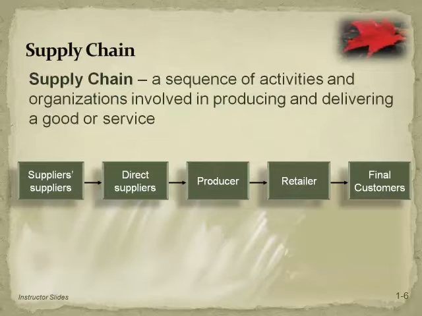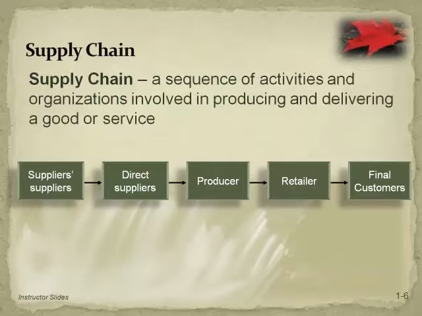So the customers are going to buy from the retailers. The retailers need to purchase the product from someone, and that's going to be the producer or the manufacturer who is going to manufacture the product. And the manufacturer, in order to manufacture the product, is going to need to get materials from direct suppliers. So the direct suppliers are going to be providing those component materials that are necessary to go into the product. And then those direct suppliers, in order to produce their components, are going to have other suppliers that they have to purchase from.